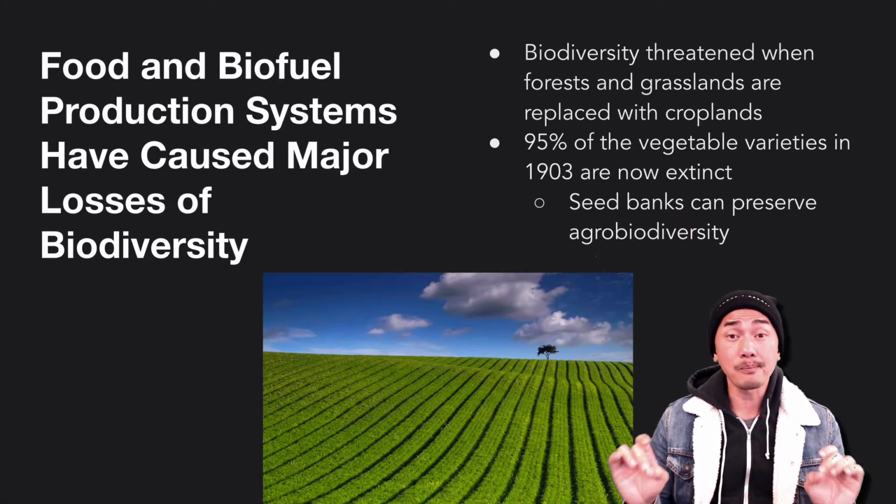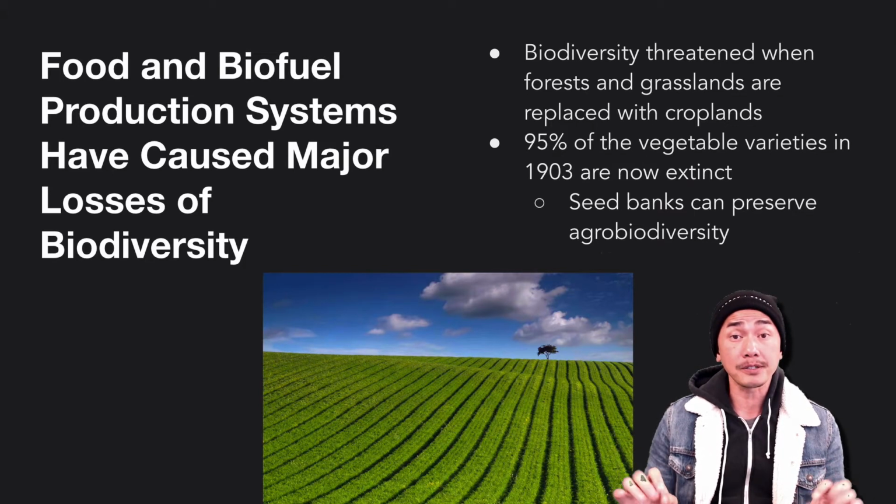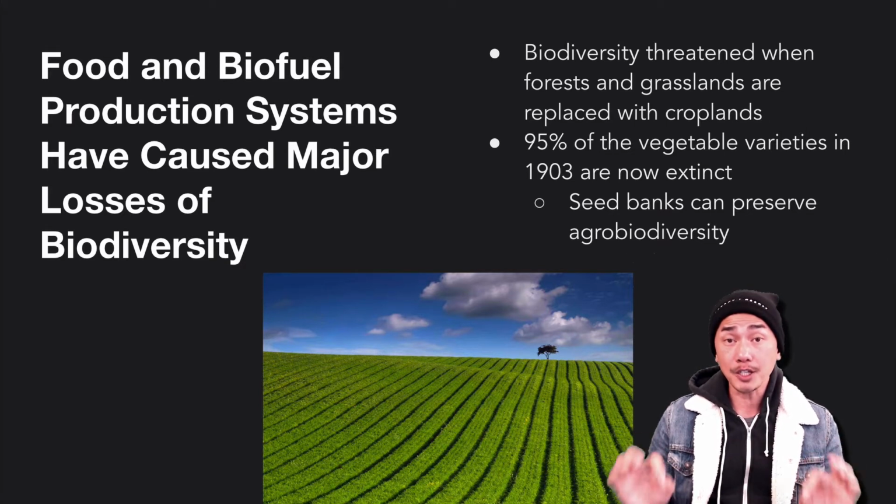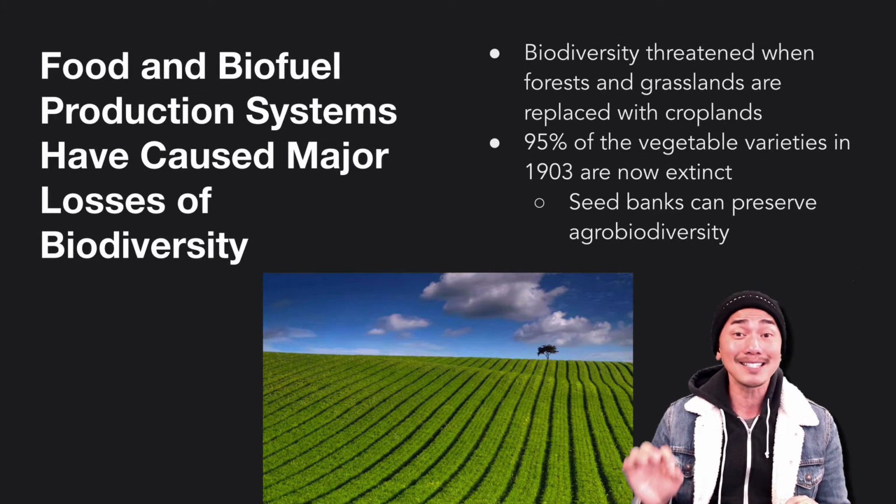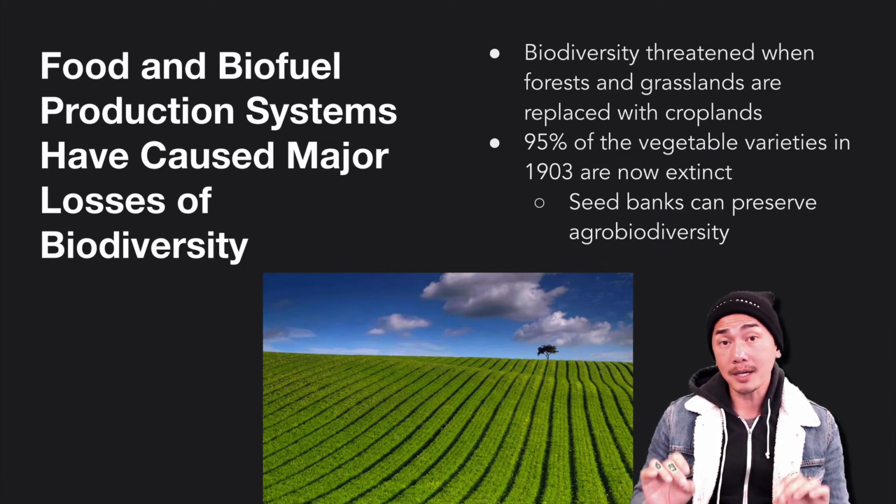Agriculture threatens biodiversity because when we clear grasslands and forests and replace them with croplands, we destroy or fragment habitat for wild species. Because monoculture is replacing polyculture worldwide, about 95% of the vegetable varieties we had in 1903 are now extinct. Today, we are trying to establish seed banks to preserve some of this agrobiodiversity.